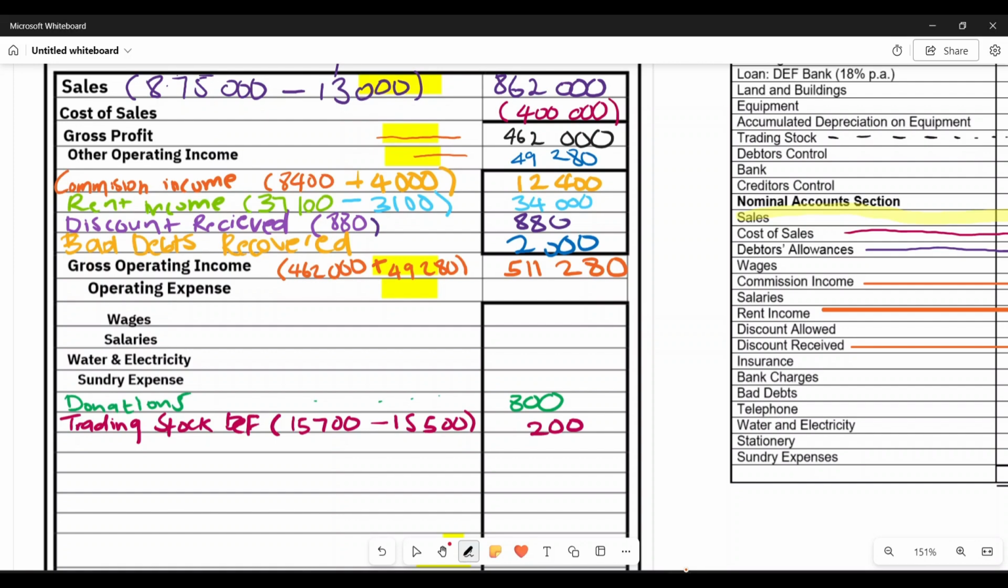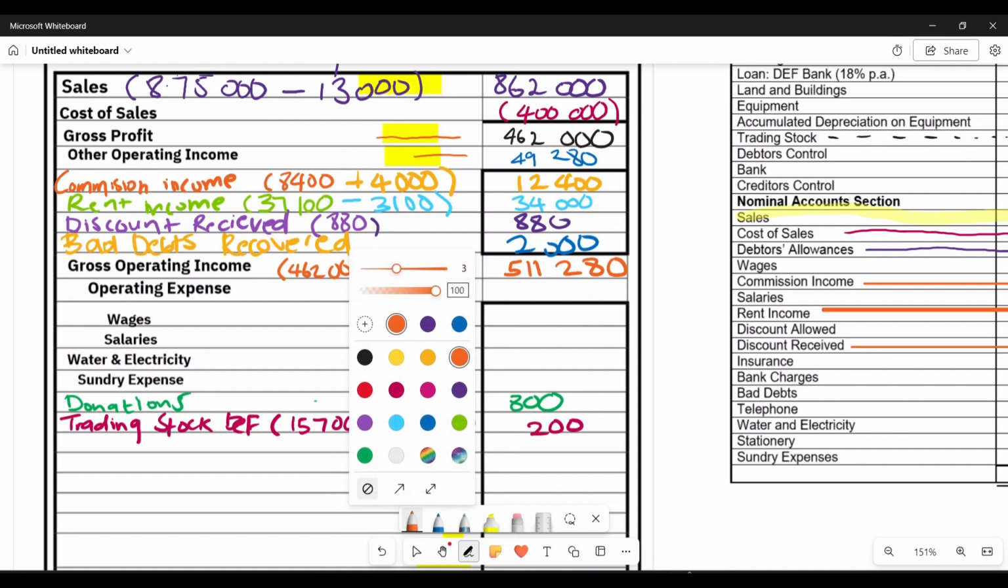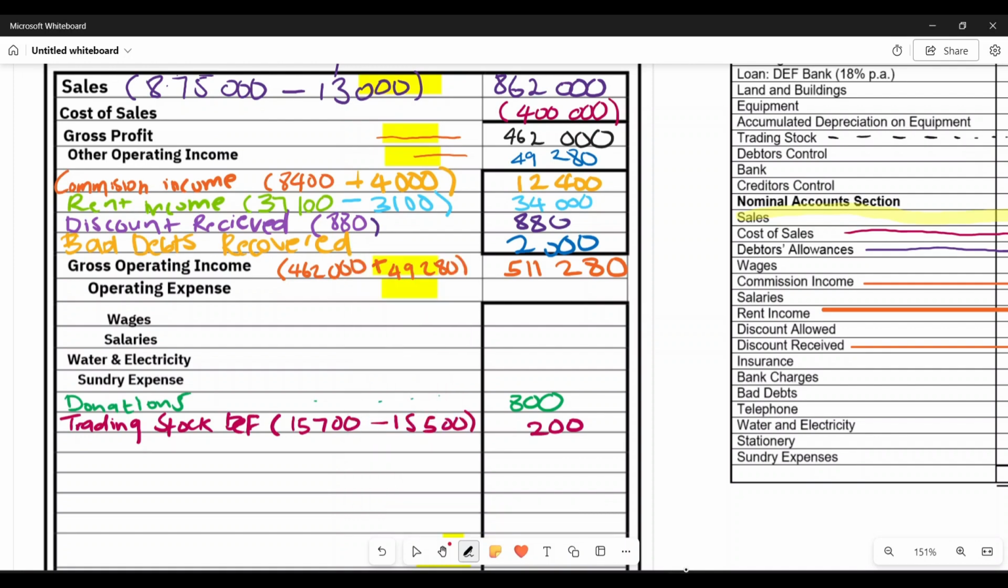Now, operating expenses. These expenses that are in black, we were given the amounts for them on the answer sheet. So the first one, which is our wages, we were given the amount is 20,300. So these were given on your answer sheet. I'm just going to write them as black. The second amount for your salaries was given as 95,250. Water and electricity was given as 11,700. And lastly, your sundry expense was given as 3,500. So these are the amounts that are already there on your answer sheet.